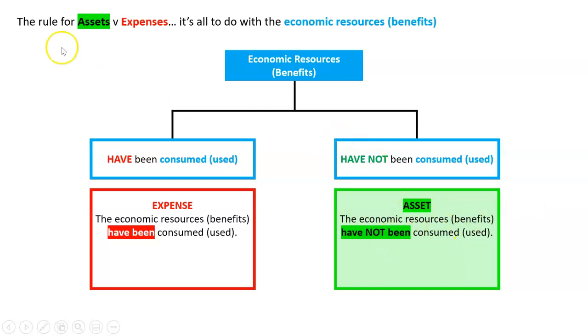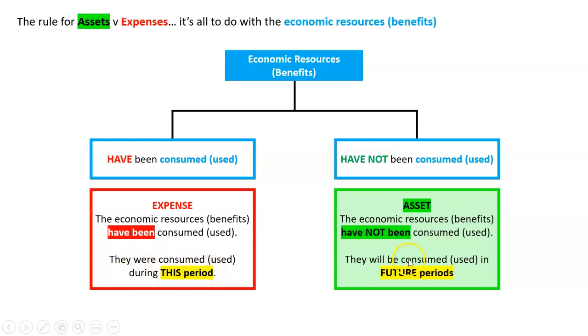So that's what we're going to say. The rule is this: if I've consumed the economic benefits of something or used them, that is an expense. If I have not yet used the economic resources or consumed them from something, that is an asset. And it's all about when were these economic benefits used. So we could say an expense is simply economic benefits that we've consumed this period, whereas an asset is the economic benefits we'll consume in future periods.